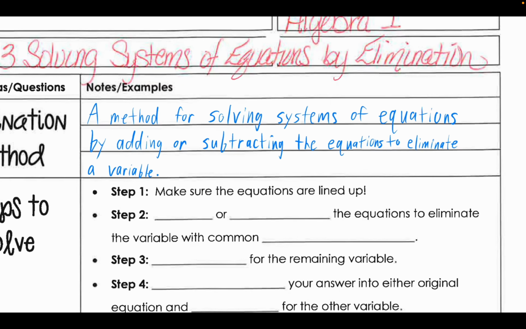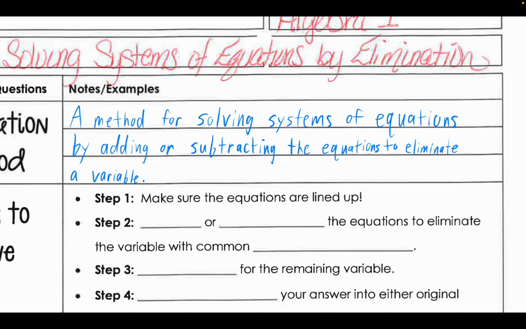Well, the elimination method is a method for solving systems of equations by adding or subtracting the equations to eliminate a variable. So you'll notice that we specifically use the word eliminate in there. And eliminate just gives us the idea that we are getting rid of something. We don't have it anymore, which is exactly true to what the method is.